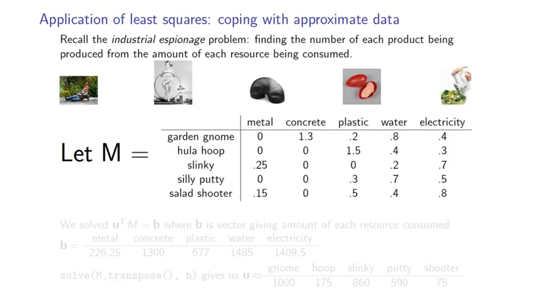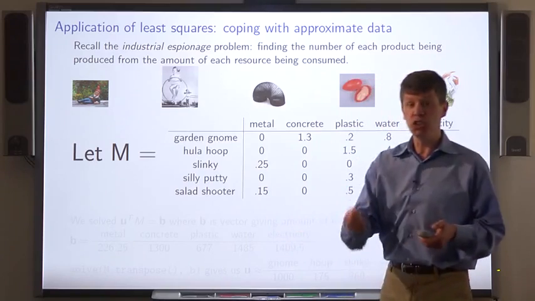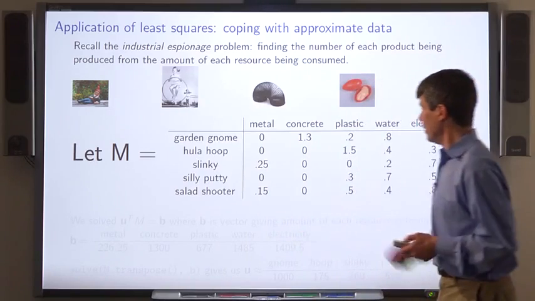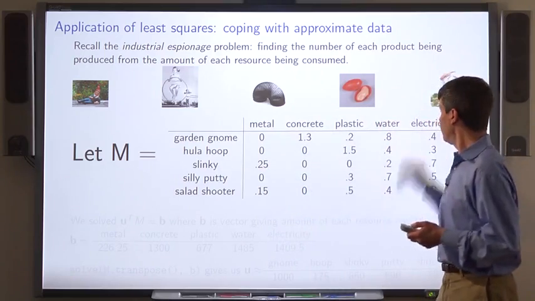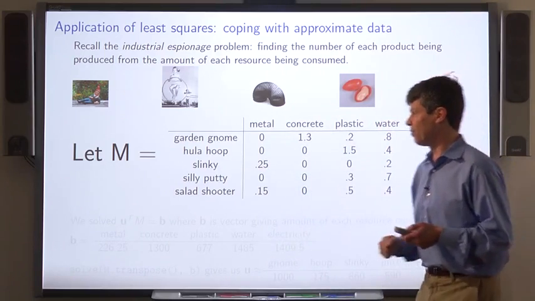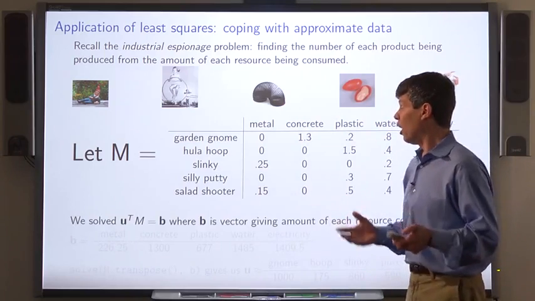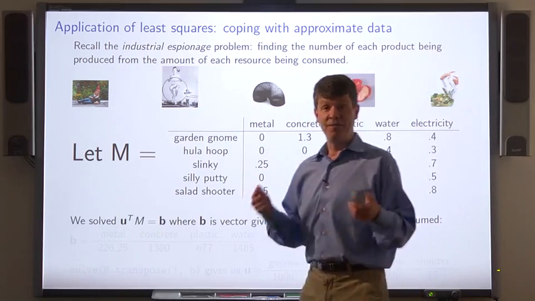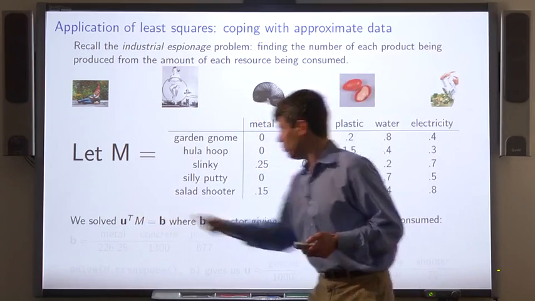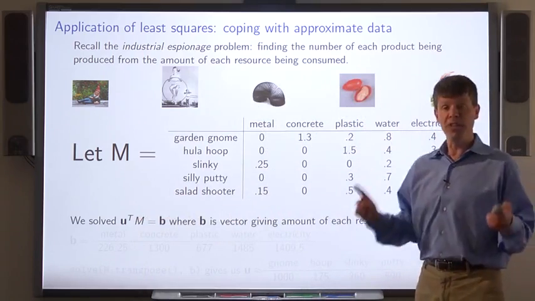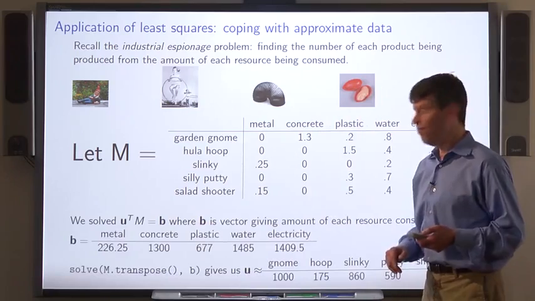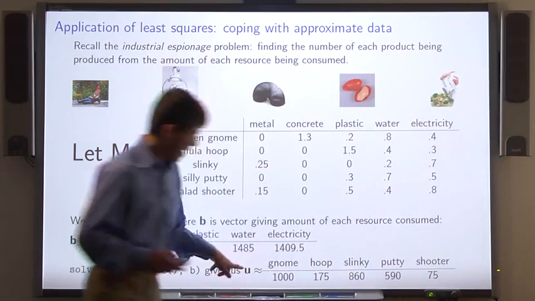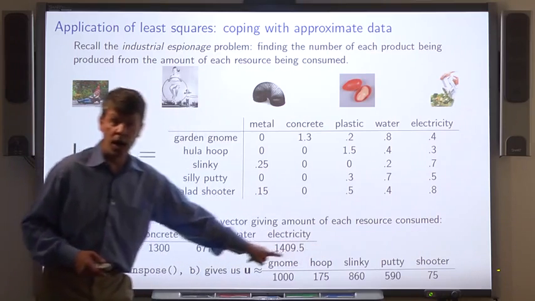There were a bunch of products, and we wanted to figure out how many of each product a factory was making by measuring the resources that they were consuming. We had a table that told us for each unit of each product how much of each of these resources was needed. And we found out how much of each product was made by solving the vector matrix equation u times M equals b, where b is the vector giving the amount of each resource used. So here's the vector b. We use solve, and what we end up with is this vector u, which gives the amount of each product being made.